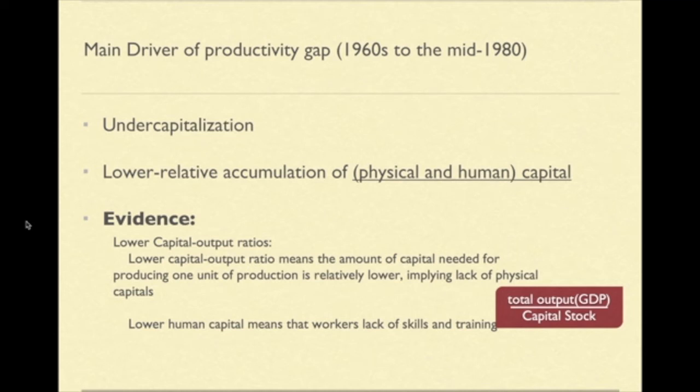Then we can conclude the main drivers of the productivity gap in the 1960s to mid-1980s are undercapitalization and lower relative accumulation of capital. Sub-Saharan countries' relatively low capital output ratios and limited human capital are also evidence for the productivity gap.